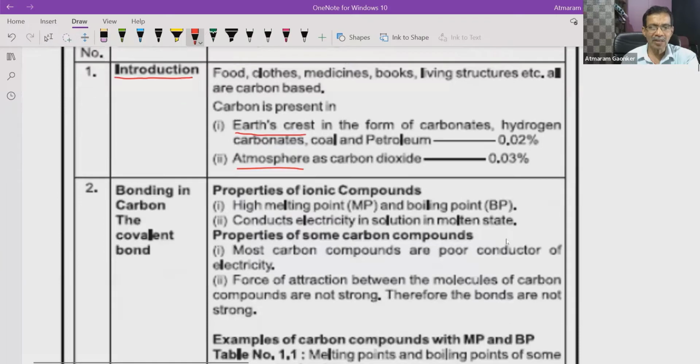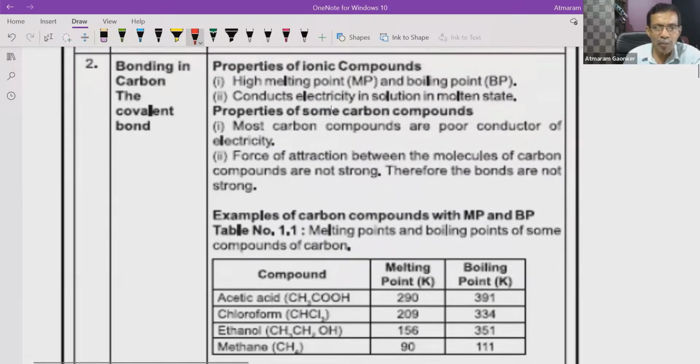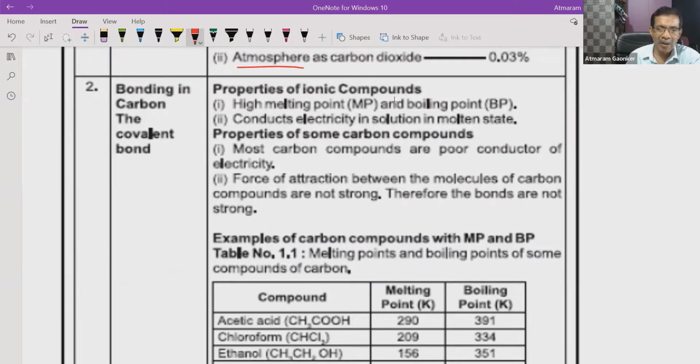So with this introduction, we will see the properties of ionic compounds, bonding in carbon and covalent bonds. How does the bonding happen in carbon and how is a covalent bond formed? First, we will see the properties of ionic compounds. They have a high melting point and high boiling point. They conduct electricity in solution and in the molten state.